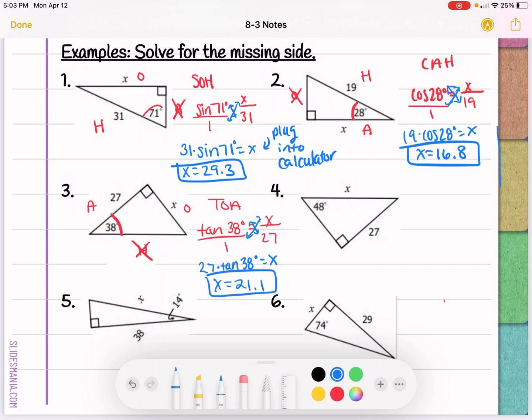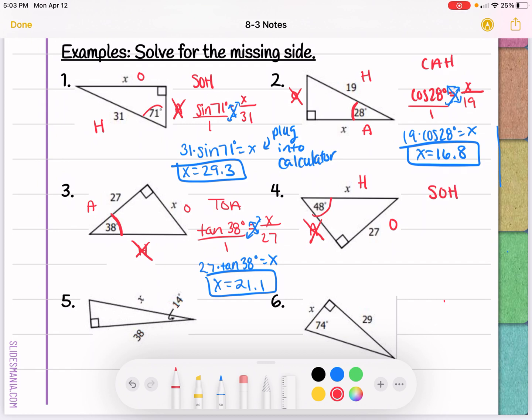Now, if we look at the next example, I'm going to start the same way. I'm going to label my hypotenuse. This is my angle, so 27 would be opposite. This side would be adjacent. I'm going to cross out the A because there's nothing there we can use, so I'm left with an H and an O. Those come out in SOH.